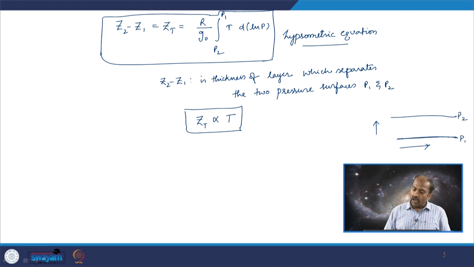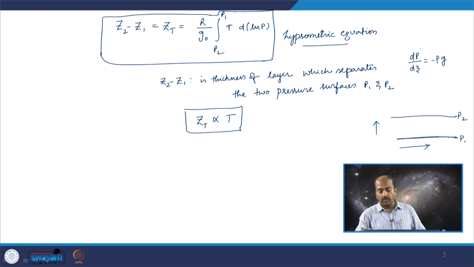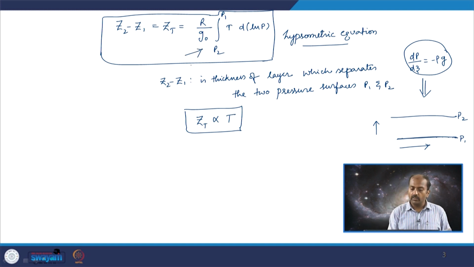Now if you have an atmosphere which is hydrostatic in nature, that means the pressure is varying as per this balance, the hydrostatic balance imposes a condition saying that the thickness of the atmosphere between the pressures P1 and P2 will be given by this relation. Right. And the thickness seems to be dependent on the temperature. So naturally, if you have more temperature, it will lead to the expansion of air, and as a result the thickness of this layer will increase, as is evident from the equation itself.